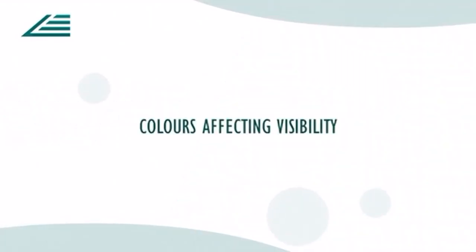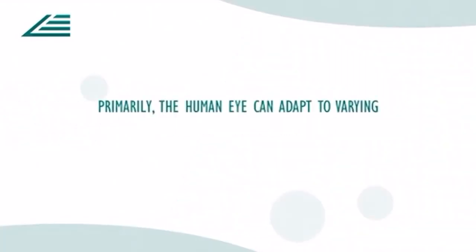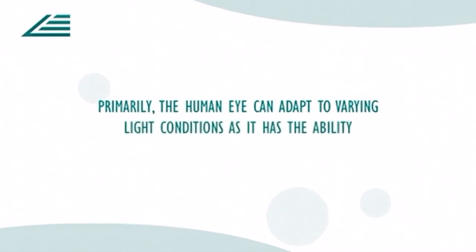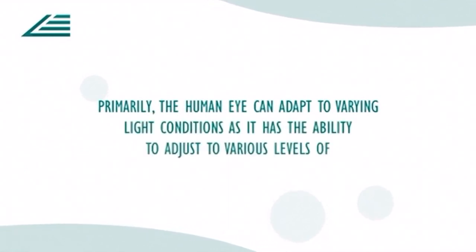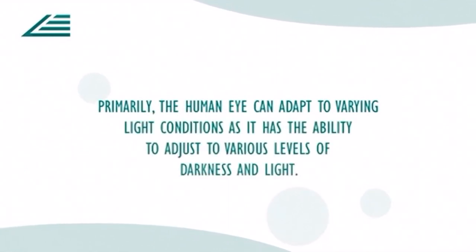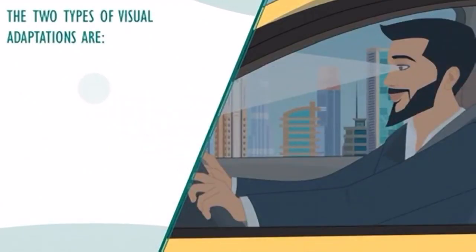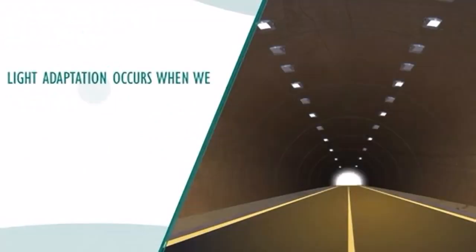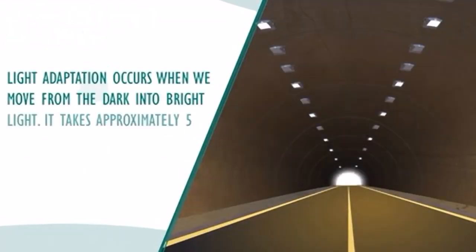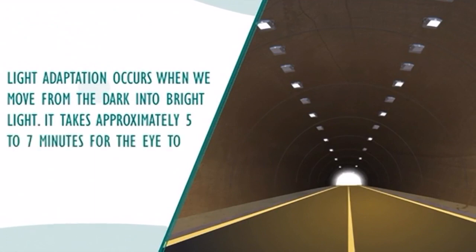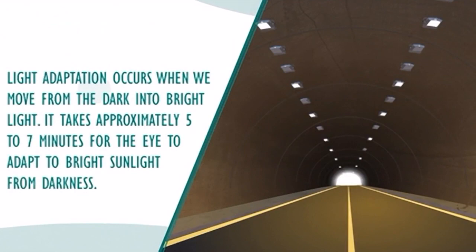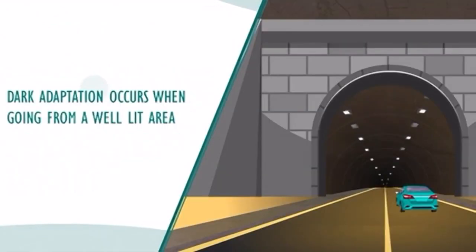Colors affecting visibility. Primarily, the human eye can adapt to varying light conditions as it has the ability to adjust to various levels of darkness and light. The two types of visual adaptations are light adaptation and dark adaptation. Light adaptation occurs when we move from the dark into the bright light. It takes approximately 5 to 7 minutes for the eye to adapt to bright sunlight from darkness. Dark adaptation occurs when going from a well-lit area into a dark area.